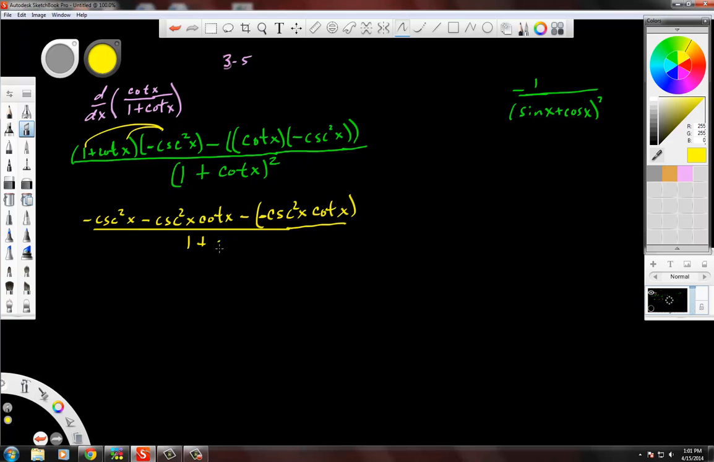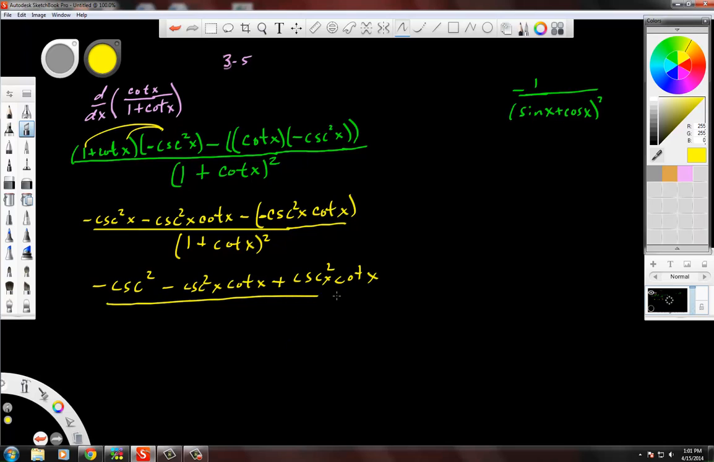I'll go ahead and not skip steps here, so I don't confuse myself or anybody else. Now this is going to be negative cosecant squared x minus cosecant squared x cotangent x plus cosecant squared x cotangent x, all over 1 plus cotangent x, quantity squared. It looks like I'm doing rocket science, but I'm really just doing a whole bunch of rewriting.